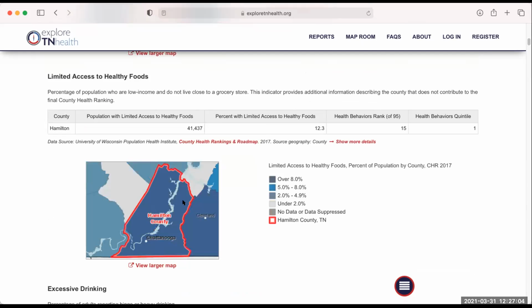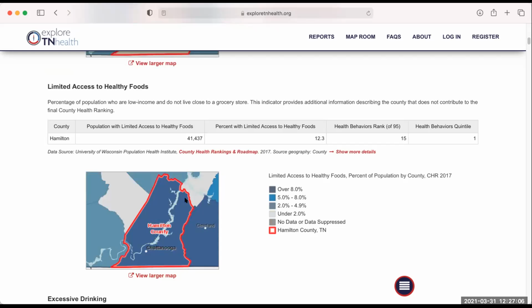And in fact, let's say that you just decided that limited access to healthy foods was something you wanted to focus on for your description of selected social determinants of health and their impact on this population. So let's look at this here. We have the population with limited access to healthy foods, 41,000. That is roughly between 1 in 7 and 1 in 8 people in this county.